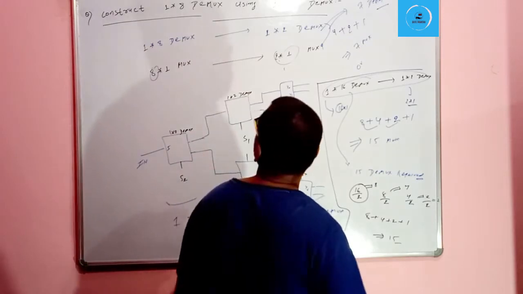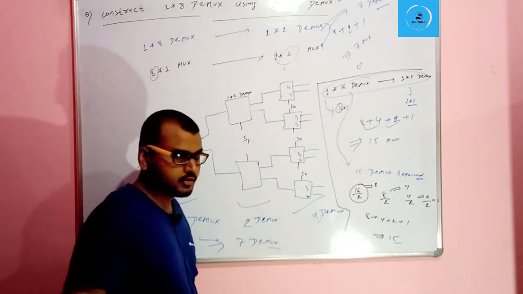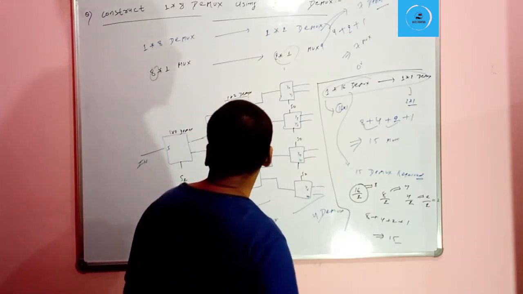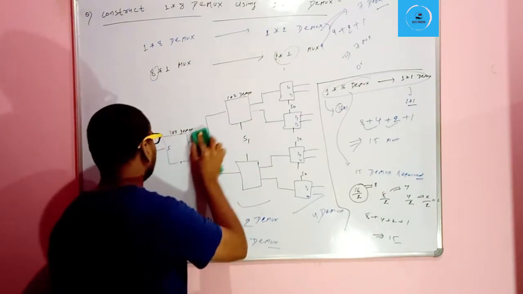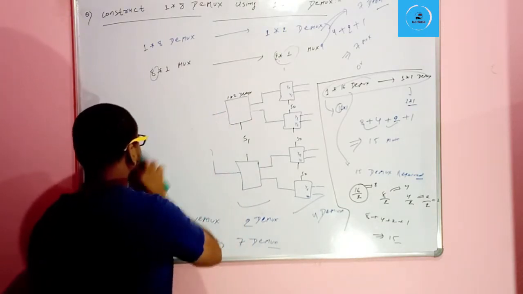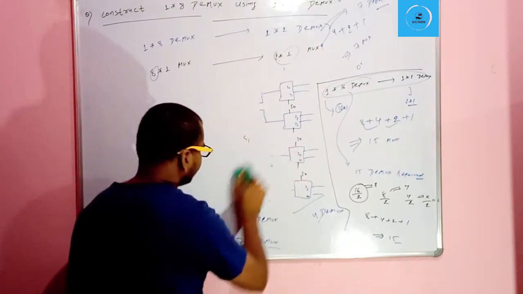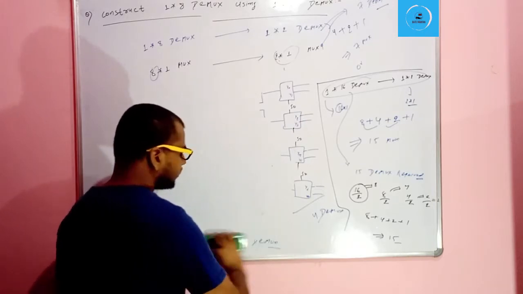Okay, now here we have completed the demultiplexer. There will be very few questions, or no questions at all, from the demultiplexer in the GATE or the ESE. Now we are going to cover the most important topic of the combinational circuit, that is the decoder.